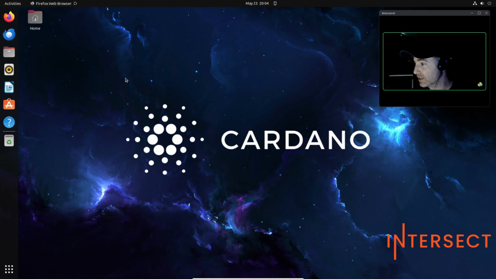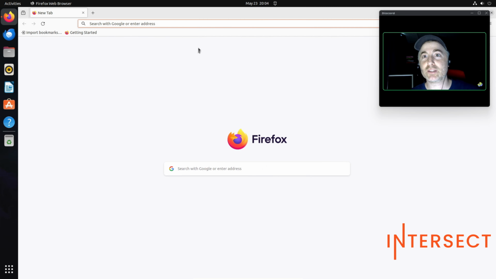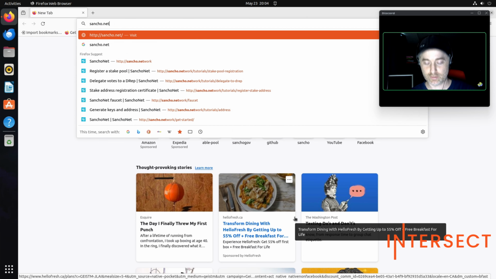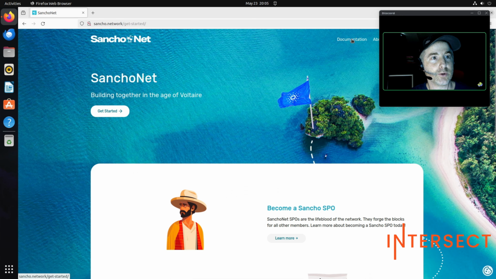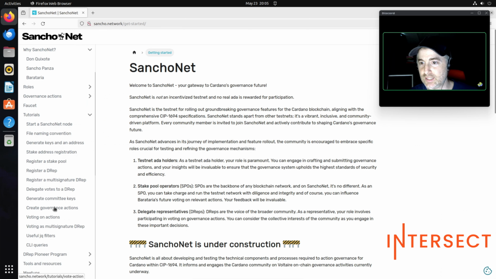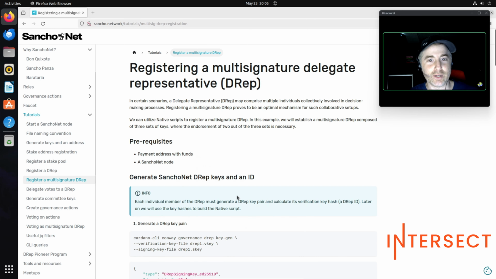My friend Carlos added to the tutorial the procedure to create your own multisig DRep, which I believe is pretty nice. So if you go to SanchoNet for the one that uses the CLI, and you go into documentation in the tutorial tab, you should see somewhere vote as multisignature DRep. Oh, actually, no, here, register multisignature DRep.